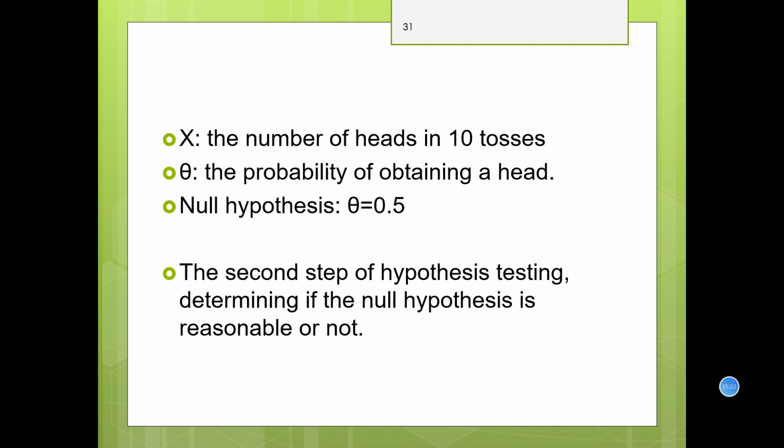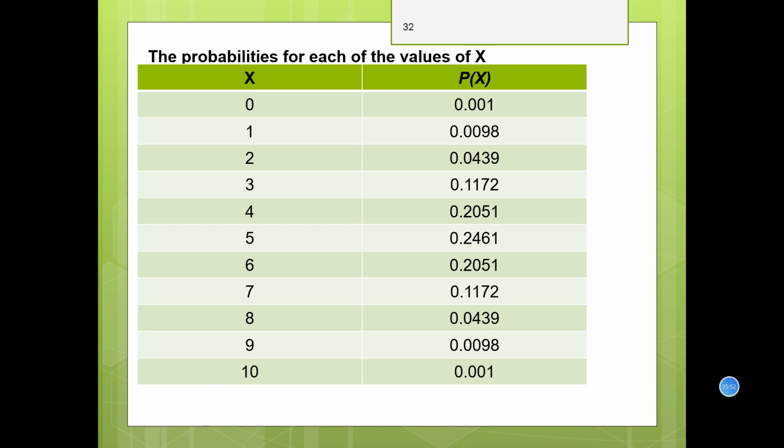To do this, we must set up a decision plan for making a decision. To make up this plan, we must first look at the probabilities associated with each value of x, calculated with the formula in section 3.4.6 with n equals 10 and theta equals 0.5. So here we list all the possible values of x and their corresponding probabilities in this table.